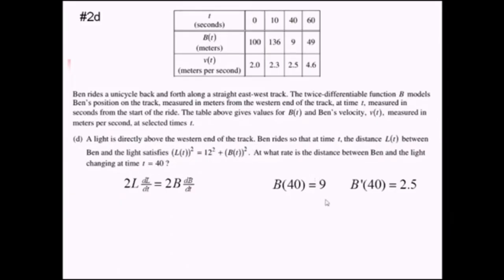And we just said that that's 9, so 9 squared. So this is 144 plus 81. That's 225. Square root is 15. Or you could just remember this is a 3, 4, 5 right triangle in disguise.